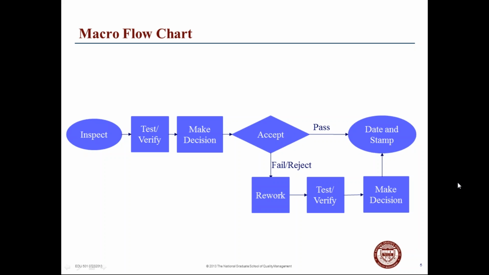Okay, so this is our look at our macro flow chart just for the quality inspectors. This is essentially what we do on a day-to-day basis. You inspect something, you test or you verify, you make a decision whether it's acceptable or not. If it passes, we date our paperwork and stamp it. If it fails, then there's rework to be done. We retest or re-verify, we make another decision again, and then once it's done, we then move on.